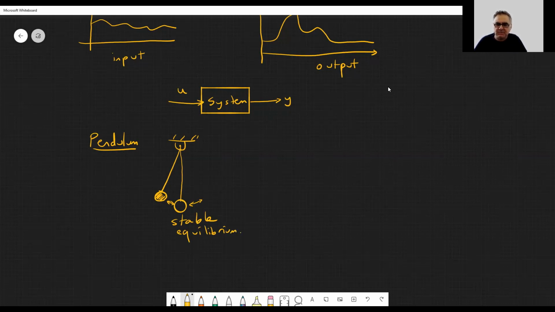On the other hand, if you take the same pendulum and put it upwards, like this, this pendulum at this position is not stable. So this is an unstable equilibrium by itself. The same pendulum is stable when it is downwards and unstable when it is upwards, for example.